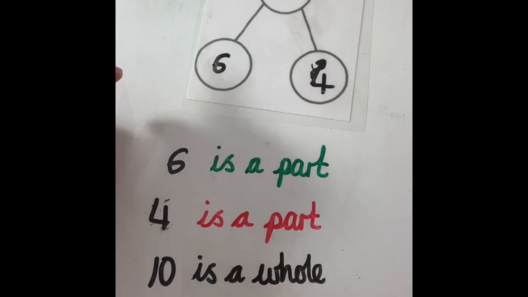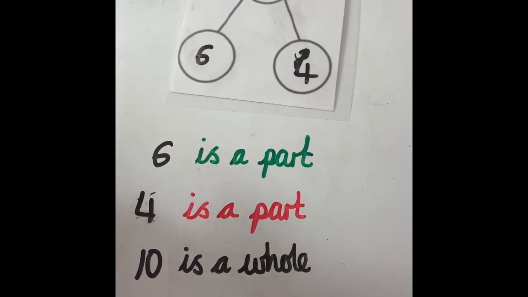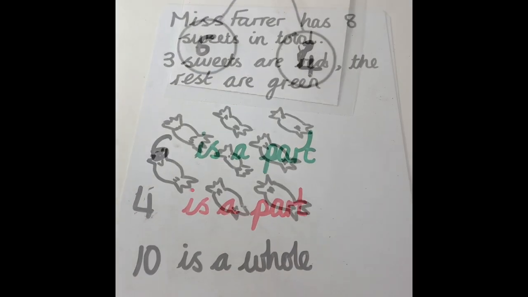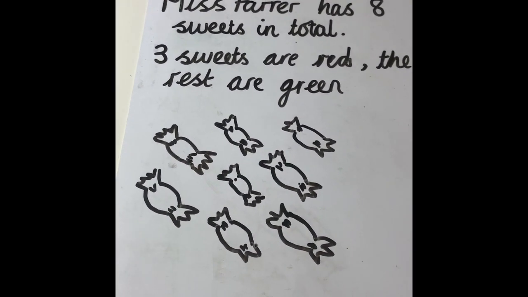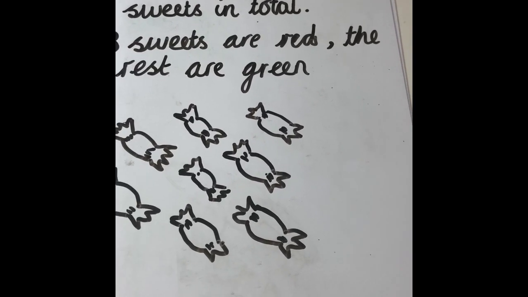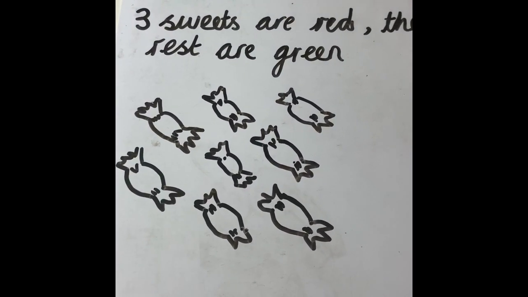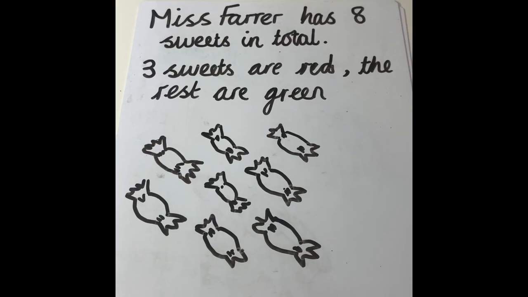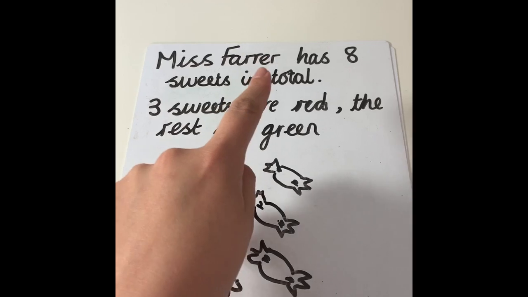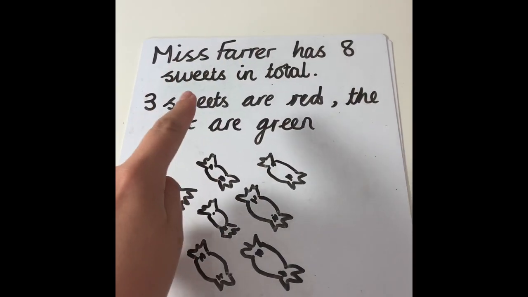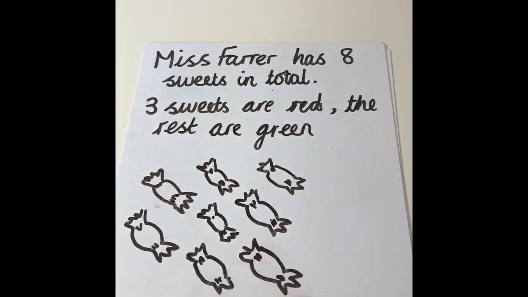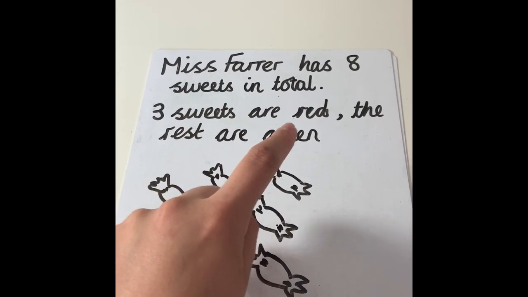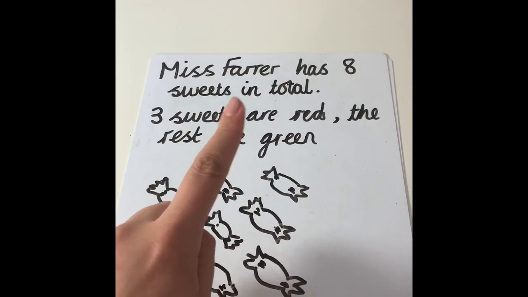Okay, now why don't you pause it and have a go at those questions about the parts whole model. Okay, so now we are looking at word problems, okay? So we have to read the question first, find the information, and then work out the answer. Okay, let's read it together. Miss Farah has 8 sweets in total. 3 sweets are red. The rest are green.